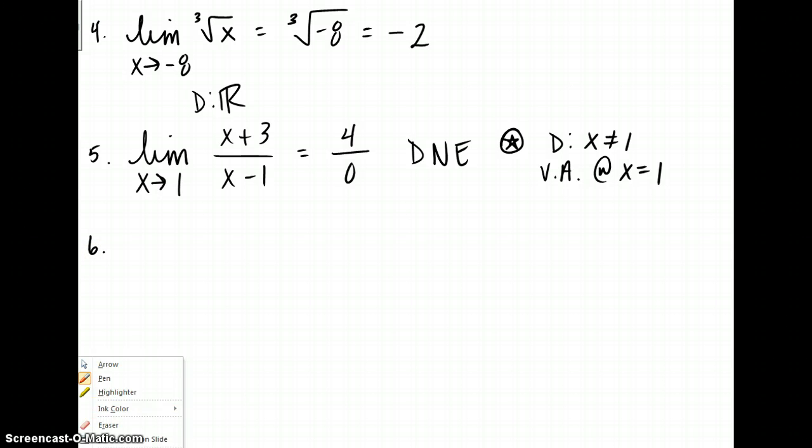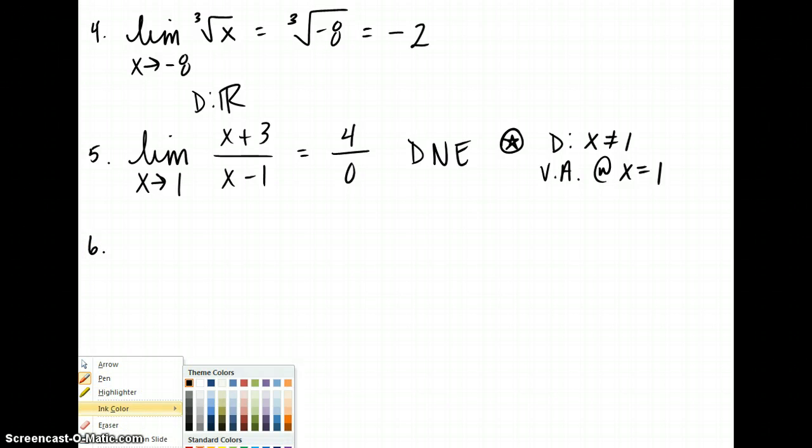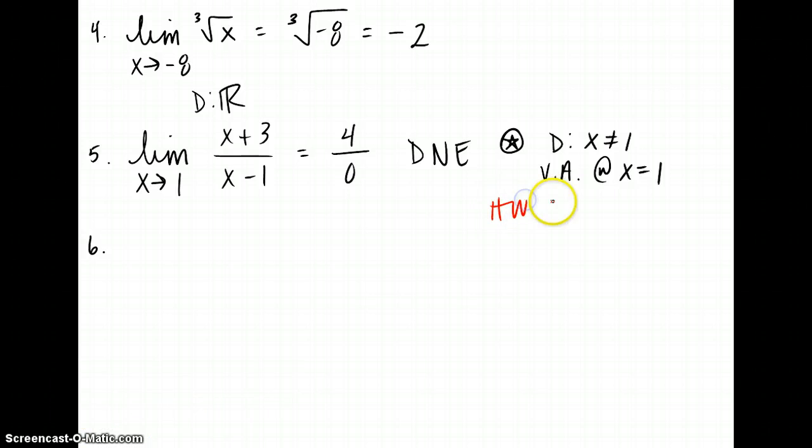Your homework tonight, or for our next class, numbers 1 through 43 odd, deal strictly with using direct substitution to determine a limit. I am going to continue and have the following notes for our next class, but your homework only goes through direct substitution.